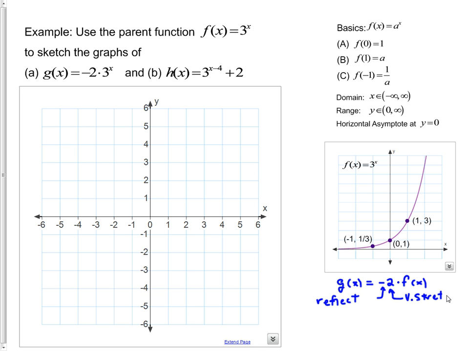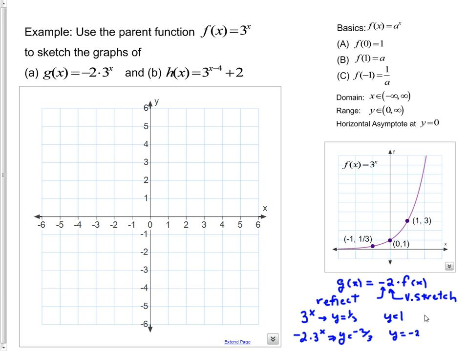Well, what does that mean to us? The easiest way to handle this would be to say, if I knew what 3 to the x does, then for every single one of these points I can take whatever y value I'm getting and multiply it by -2. So let's take, for example, on 3 to the x, we have y equals 1/3 at x equals -1. So if we get -2 times 3 to the x, we're going to get y equals -2 times 1/3, which would be -2/3. Where we got y equal to 1 at x equals 0, if we take -2 times the y value there, we get y equals -2.